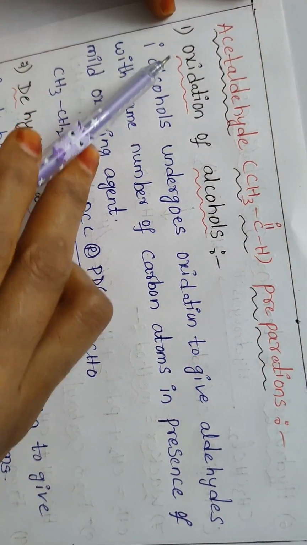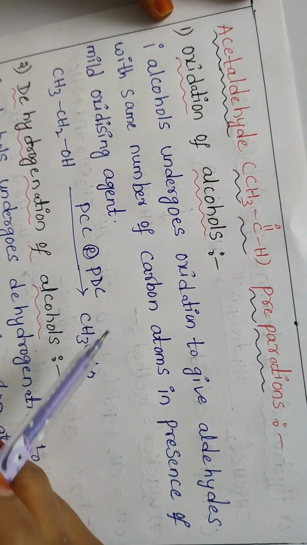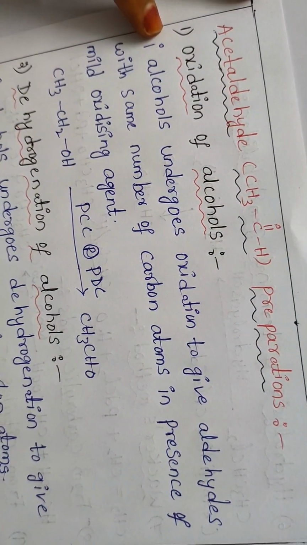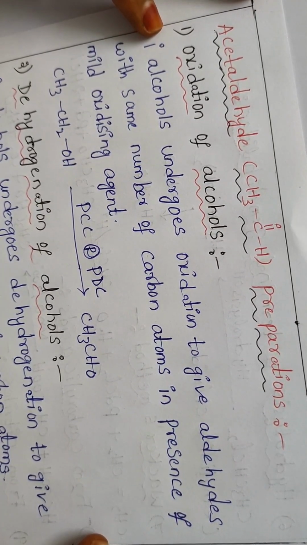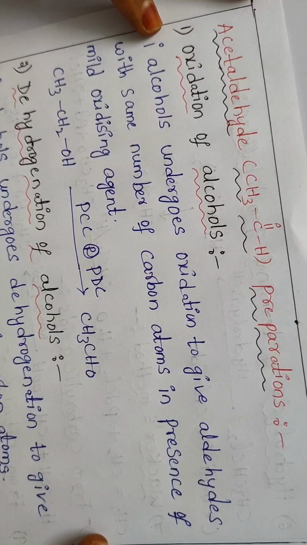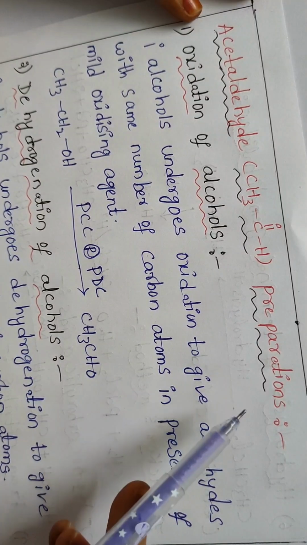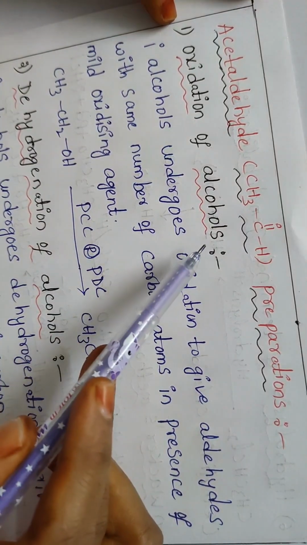First, oxidation of alcohols. What is oxidation, students? Addition of oxygen, or elimination of hydrogen, or loss of electrons is called oxidation. Here, how to prepare acetaldehyde from the oxidation of alcohols.